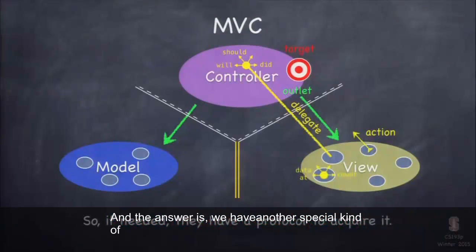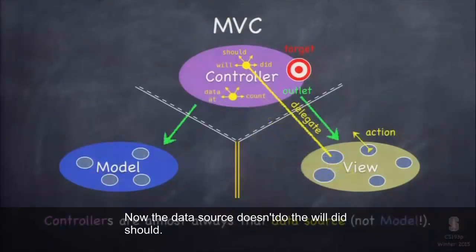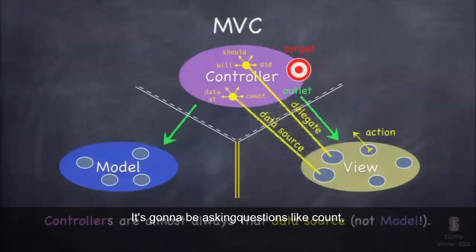And the answer is we have another special kind of delegate, which we call a data source. Now, the data source doesn't do the will, did, should. It's going to be asking questions like count, like how many songs are there? And the controller looks in the model, 10,000. Responds to the view, there's 10,000. The view makes space internally for 10,000 things. It doesn't know what they are. Moves the scroll bar indicator a little bit so that you know where it is. And then you start scrolling, flipping through it, and it starts sending the message to the controller: give me the data at line 150, next 10 items.